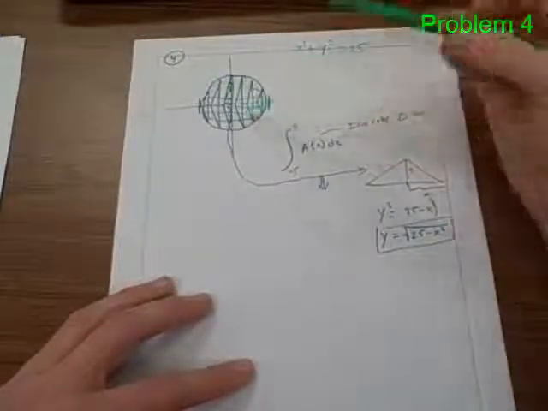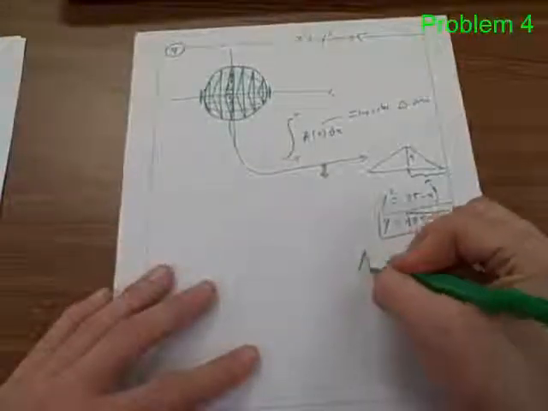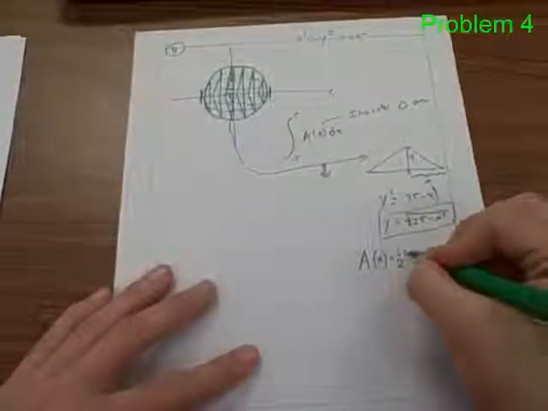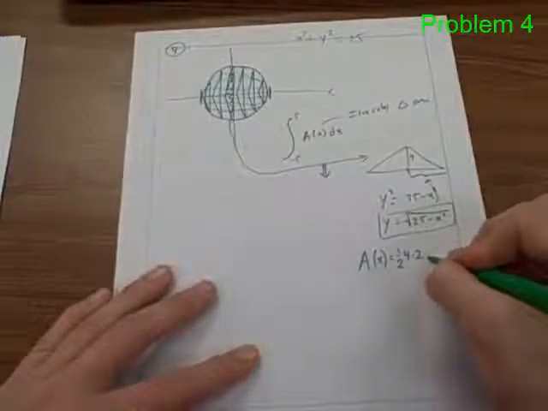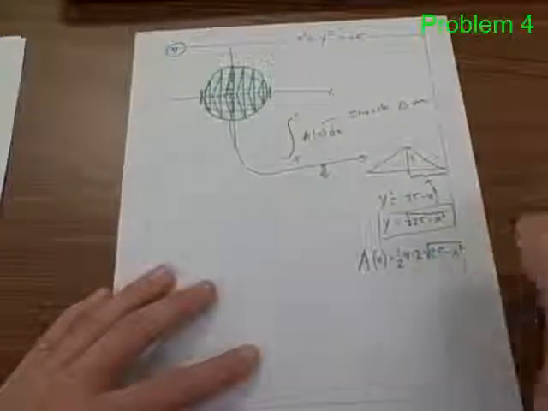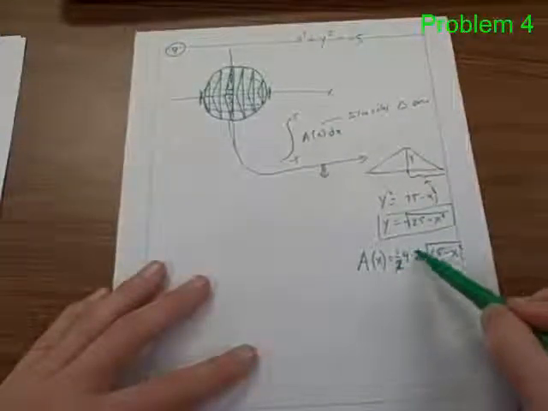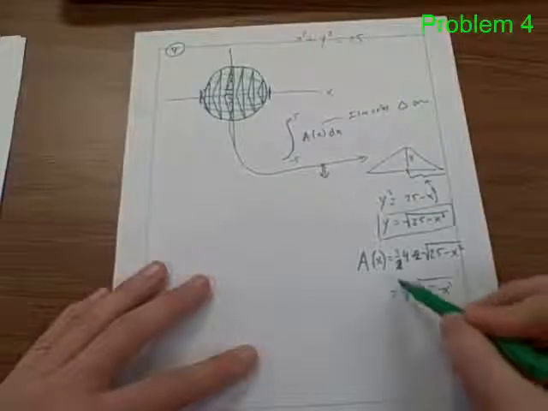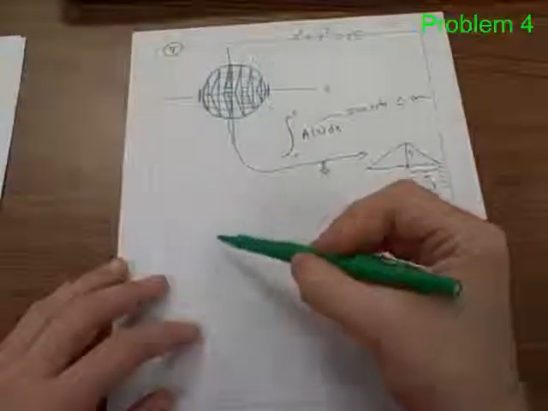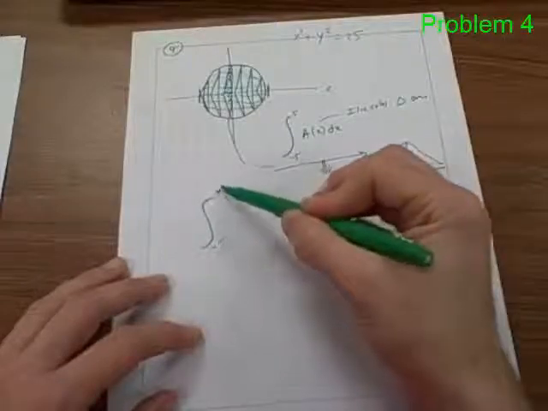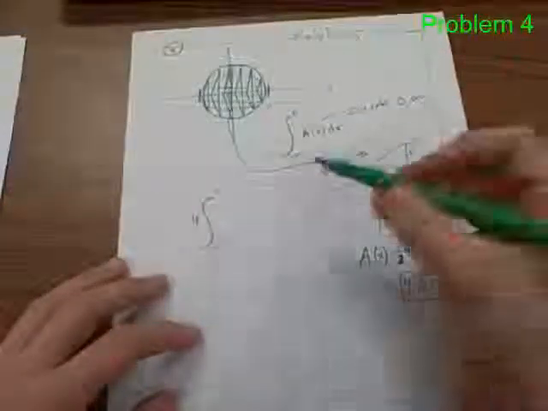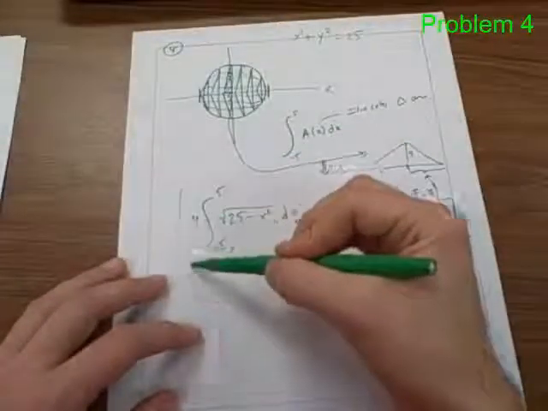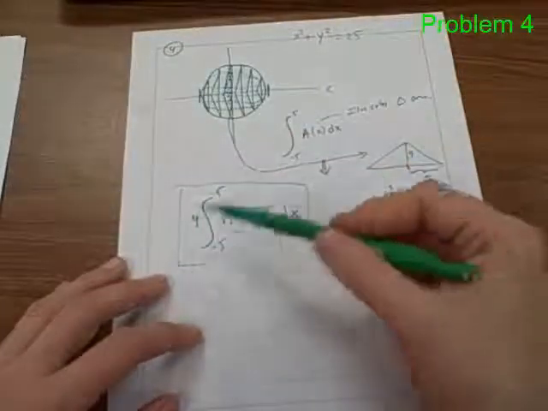But the base of the triangle is twice that distance. So that means my area equation is going to be 1/2 the height times the base, which is 2 square root 25 minus x squared. Alright, so this 2 cancels with that 2, so I'm left with 4 root 25 minus x squared. So that's my area. So that means I can rewrite my integral from -5 to 5 of this area equation, which is 4 times the square root of 25 minus x squared dx. And you could then proceed to evaluate that yourself.